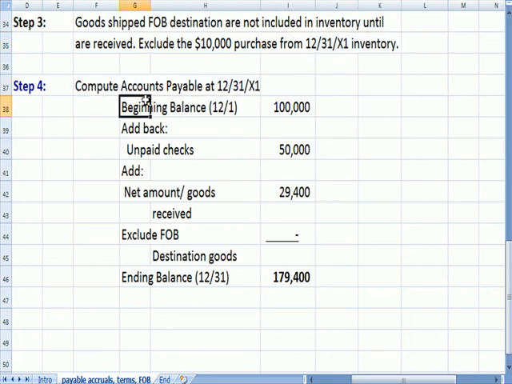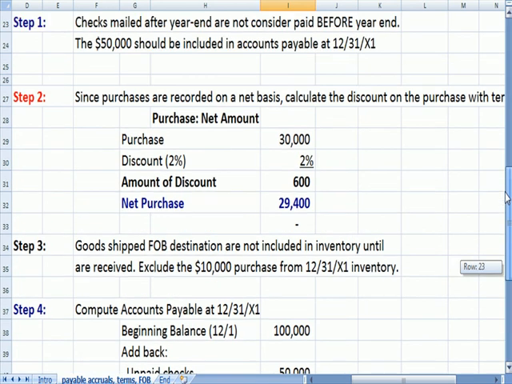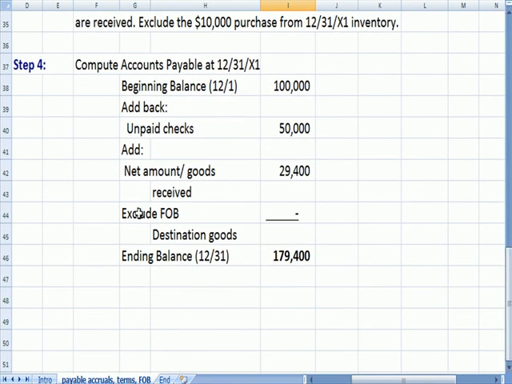And we have our beginning balance on December 1st of $100,000. We need to add back the payables for the $50,000 in checks that have not been paid yet as of 12/31 because we haven't mailed them. We add the net amount of goods received, the 29,400 that we calculated right here. And we exclude the FOB destination goods because they haven't been received yet. So the ending balance is 179,400.